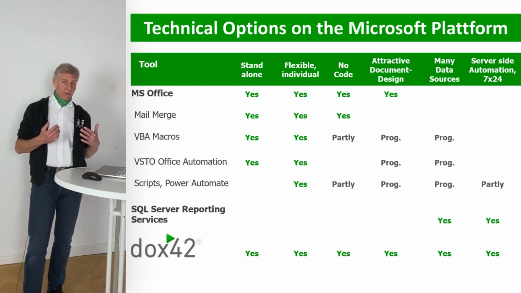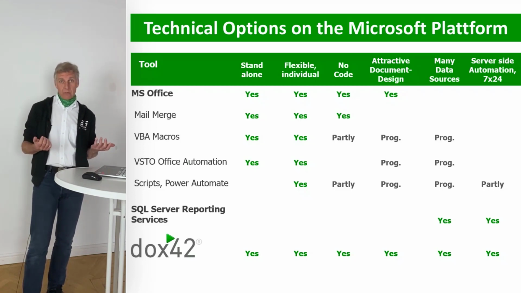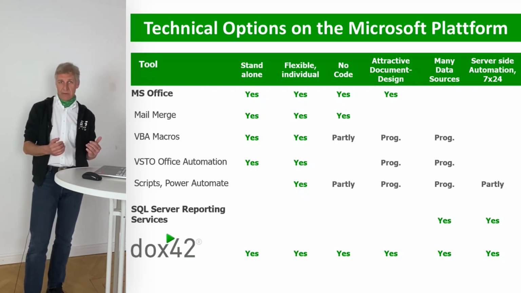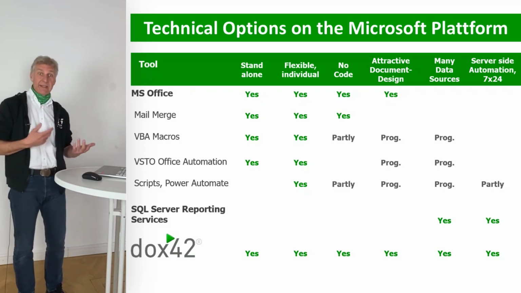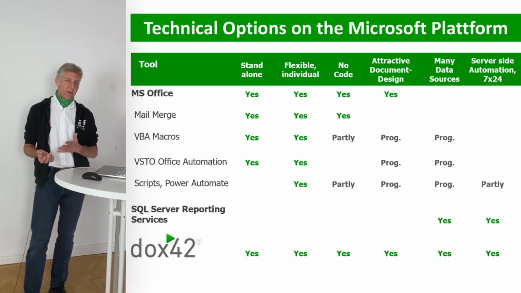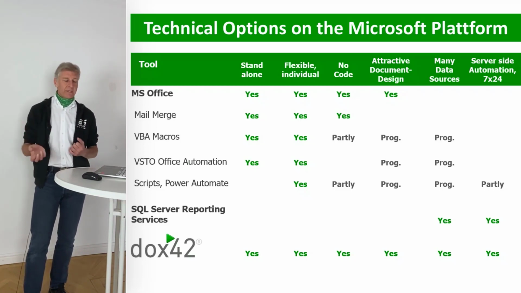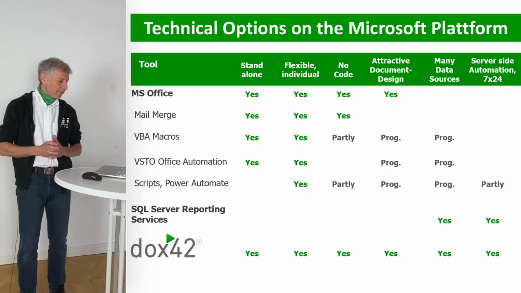If you want to combine the advantages of the two approaches, you can resort to Docs42, of course, because Docs42 allows for document template design and data connections on the Microsoft 365 platform: Word, Excel, PowerPoint. Business users can do that because it's a no-code tool, and it is very powerful. You can do a very attractive document template design, it's very intuitive to use, and you can run the document creation on the server. So you have full server-side automation. You have as many data sources as you like, and that makes it very powerful, flexible, and individual.